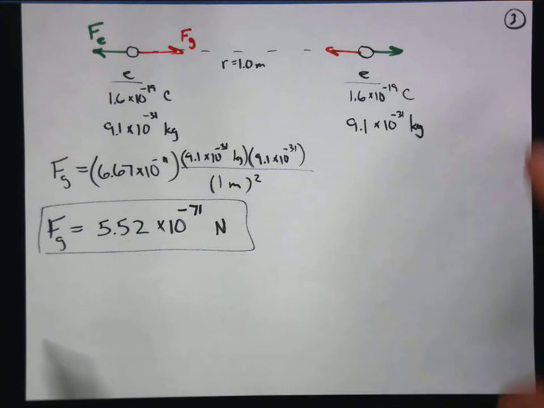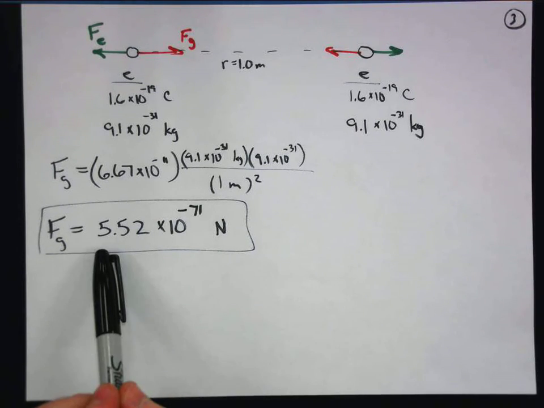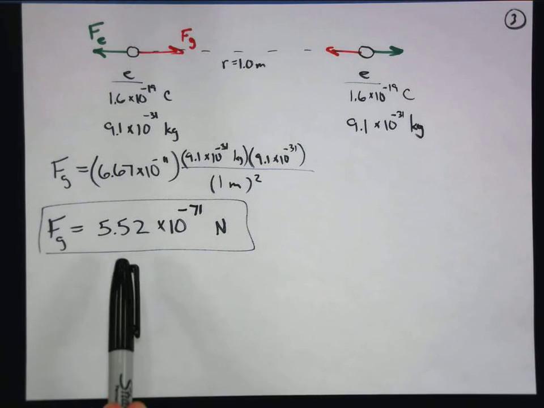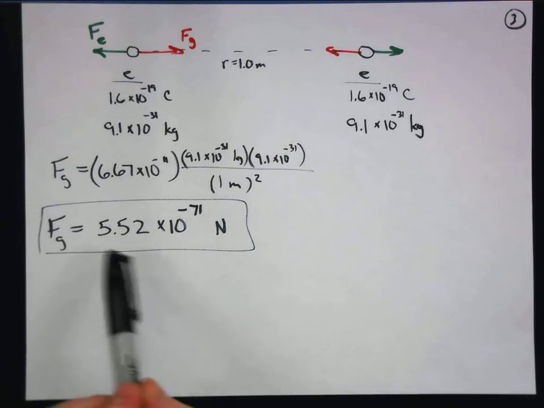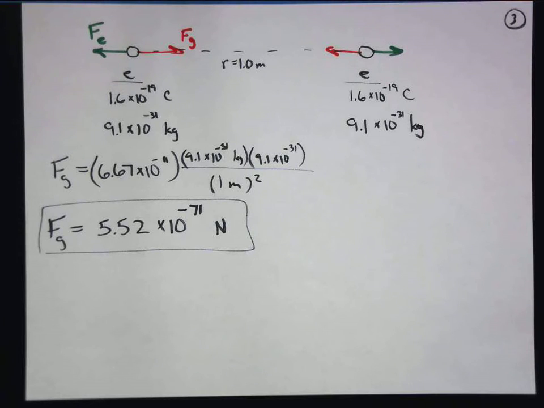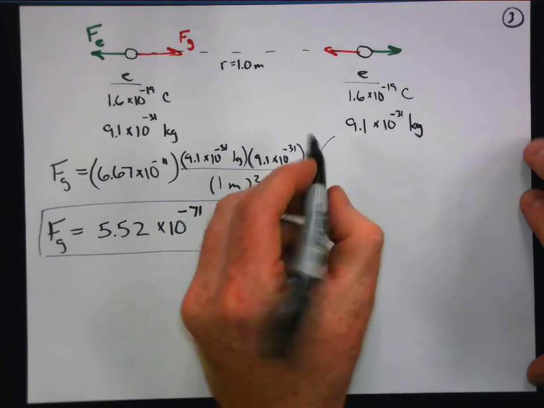How much gravitational attraction are these electrons experiencing? This negative 71 turns this number into a 0 point and then another 70 zeros and then a 552. That is an extremely small number. They're hardly getting pushed at all by this force. But it is there. So what about the electric force? Do that in space right here. So the electric force.